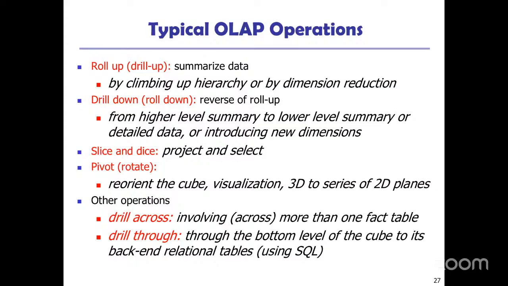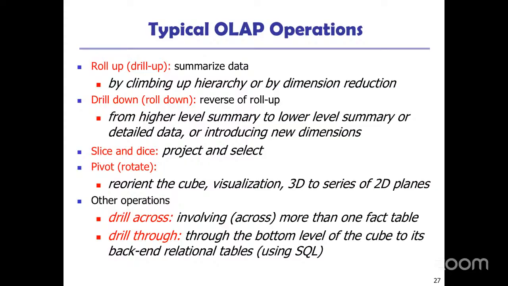And drill down or roll down. That is the reverse of roll up: from the higher level summary to the low level details, finding or extracting low level details. Roll up is by climbing up the hierarchy, moving towards the top level. Here it is top level to the lowest level, the detailed data, introducing the new dimension.